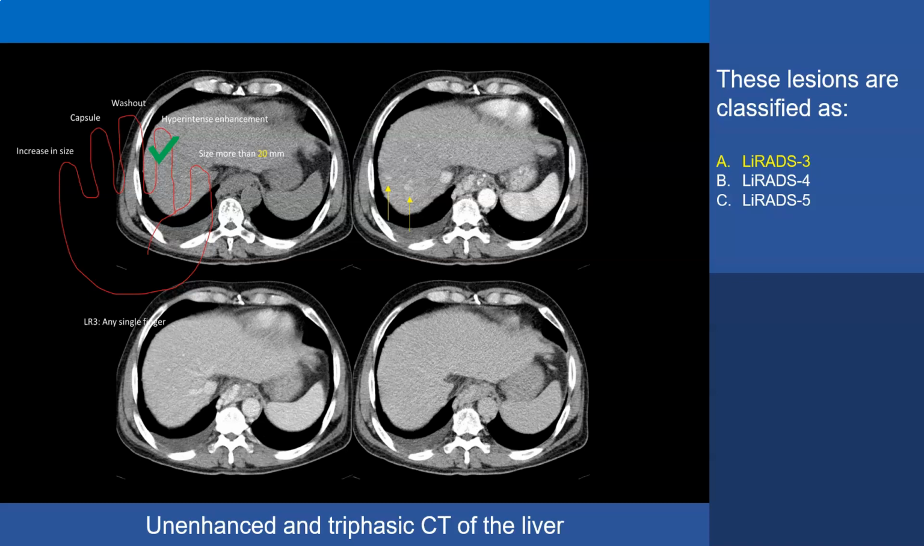These lesions are showing only one criterion, as we have simplified the LI-RADS classification, which is the hyperintense enhancement. They are smaller than 20 millimeters. They do not wash out. If we look at the delayed images, they do not have a capsule, and we have only one examination, so we cannot comment on the increase in size. So LI-RADS 3 hepatocellular carcinoma.